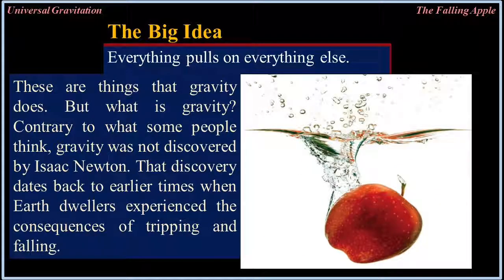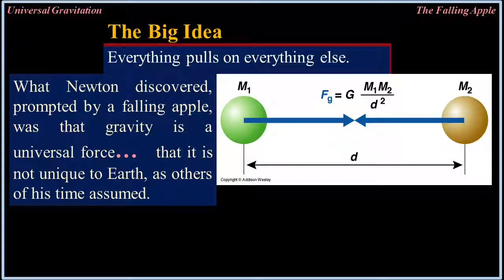These are things that gravity does, but what is gravity? Contrary to what some people think, gravity was not discovered by Isaac Newton. That discovery dates back to earlier times when Earth dwellers experienced the consequences of tripping and falling. What Newton discovered, prompted by a falling apple, was that gravity is a universal force, that it is not unique to Earth, as others of his time assumed.